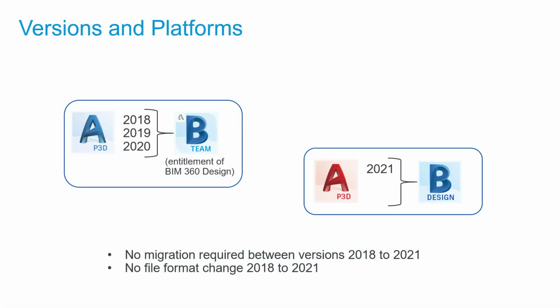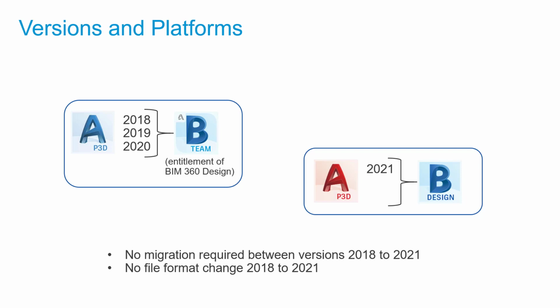Now, if you're currently using versions 18, 19, and 2020, you've had access to collaboration for Plant, utilizing BIM 360 Team as the file store, which is entitled through the BIM 360 Design license. When we go into 2021, we're moving the file storage system to BIM 360 Docs. It is still entitled through BIM 360 Design, but the file store is moved to the next generation platform.